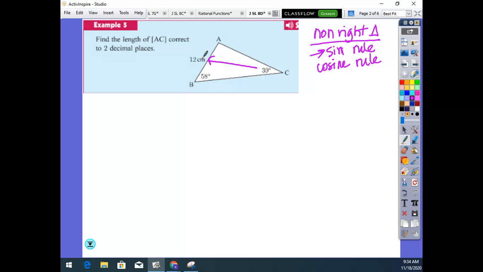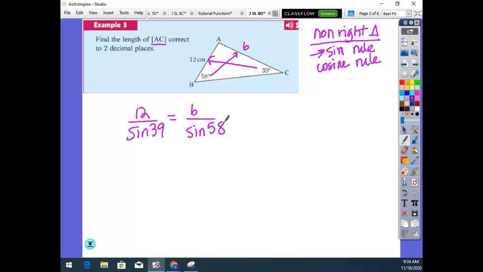So when we start with this, I always put the side 12 over my angle sine of 39. It's called the sine rule because I only use sine, equals little b, because little b is the same thing as AC, over sine of 58.